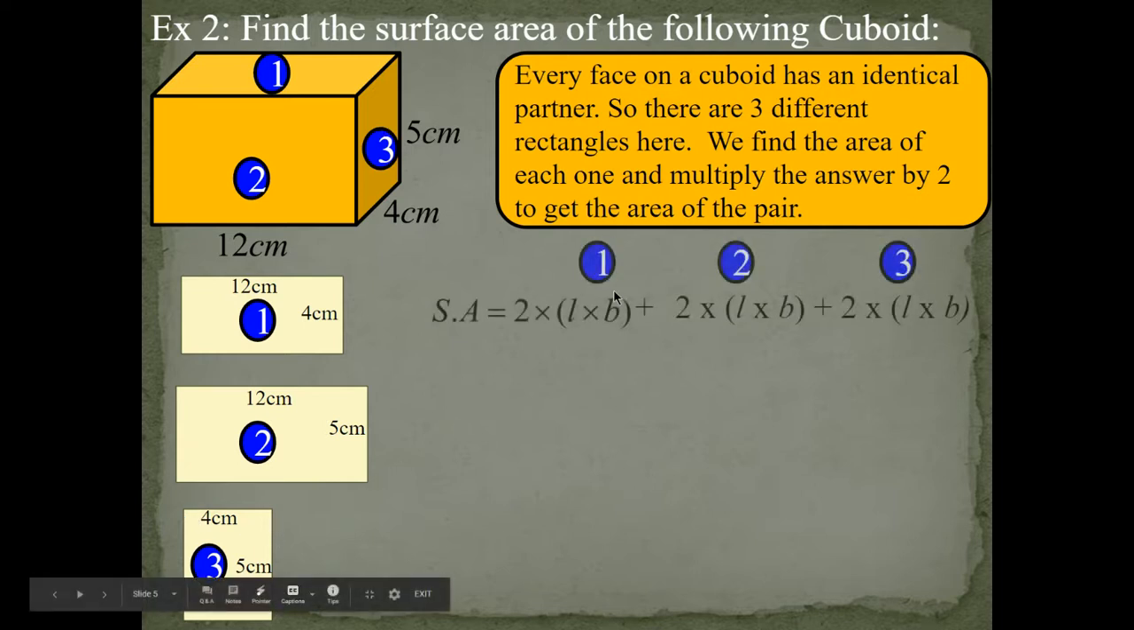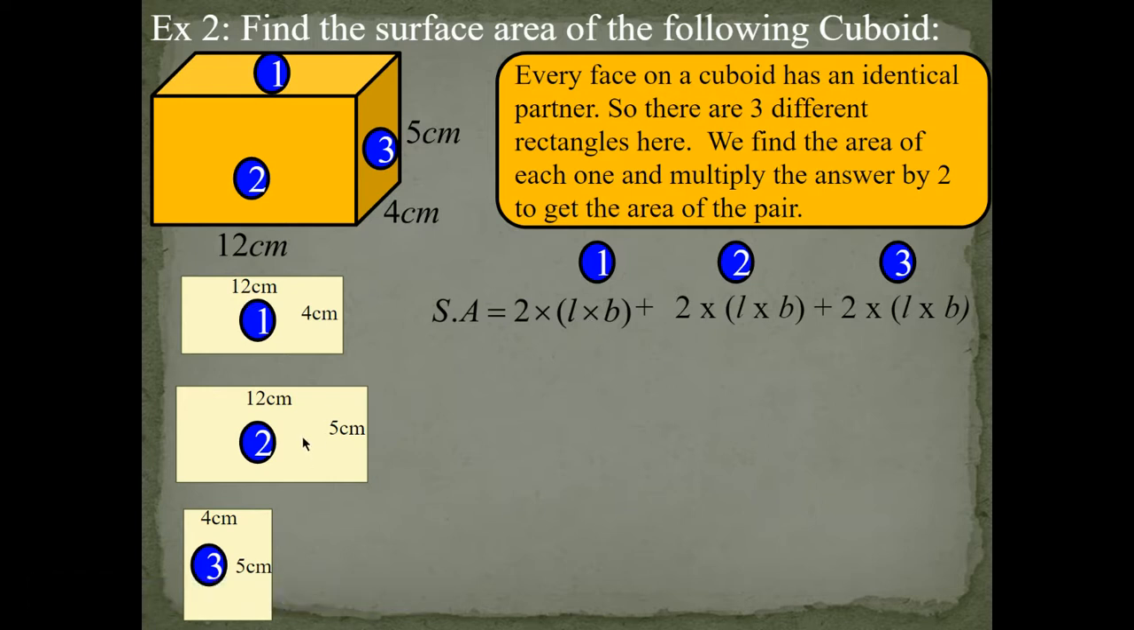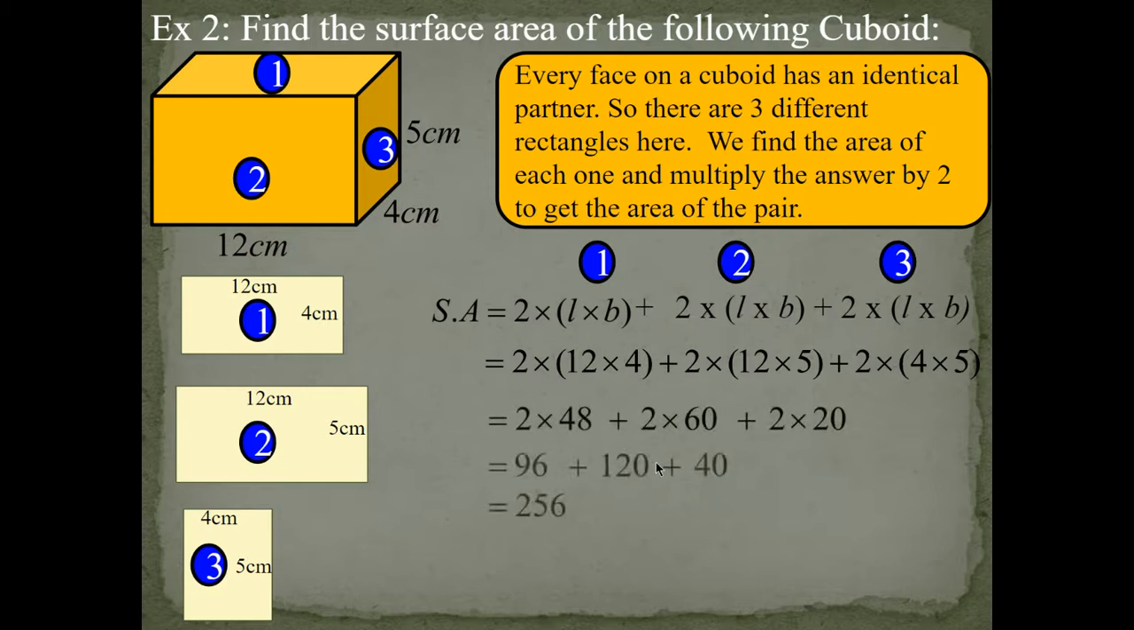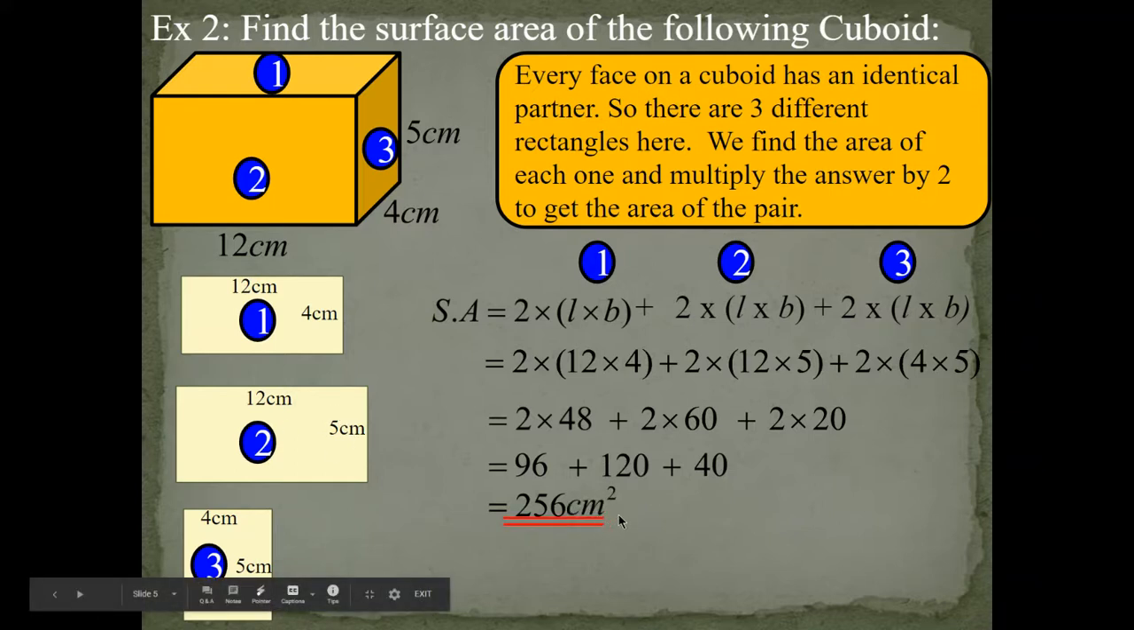So our surface area is going to be 2 of these, 2 rectangles, another 2 of these, and another 2 of these ones here. When we put in the values, you've got your 12 by 4, your 12 by 5, and your 4 by 5. Then it's just a case of calculating these. And then the final stage, centimetres, so we have square centimetres as our answer. And that's all there is to finding the surface area.